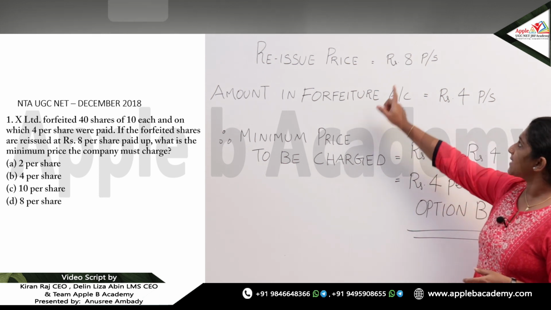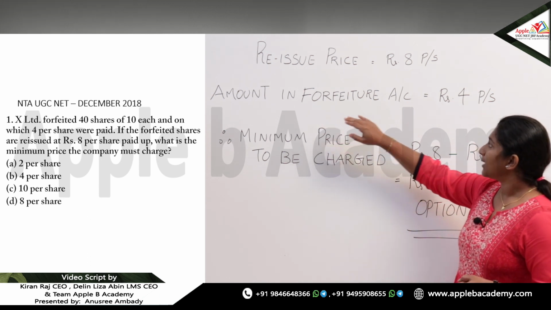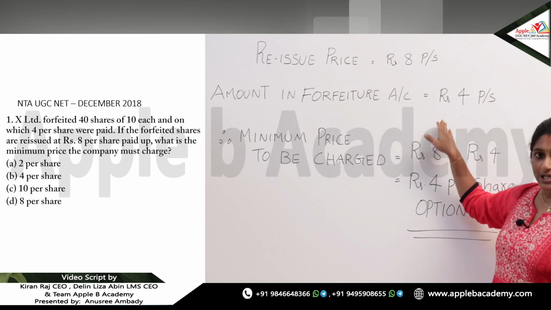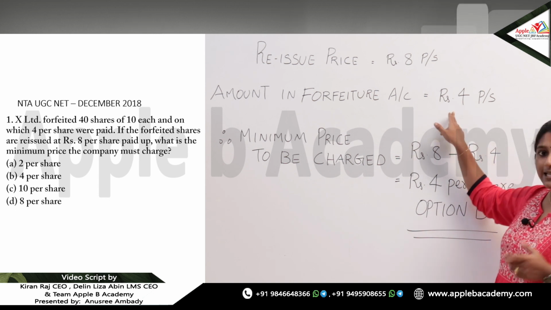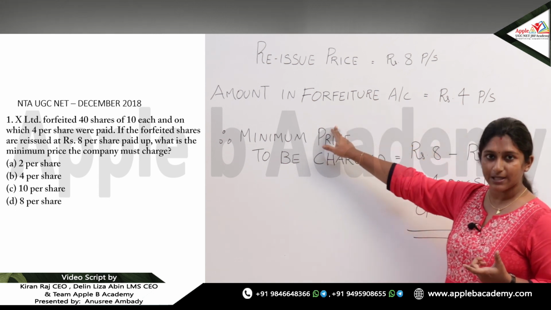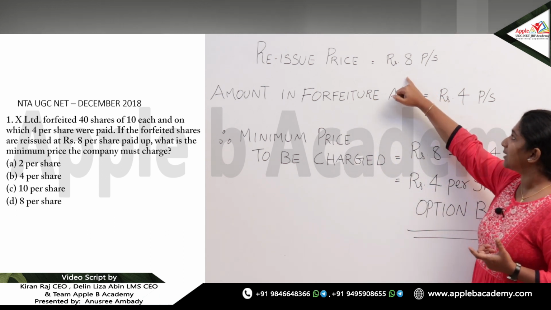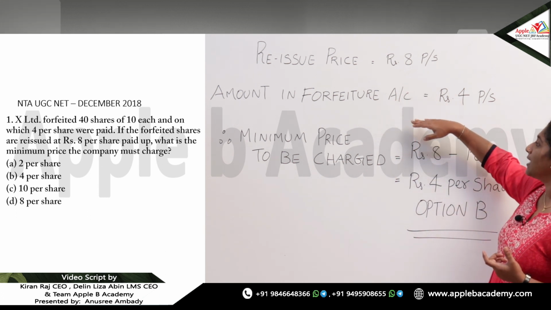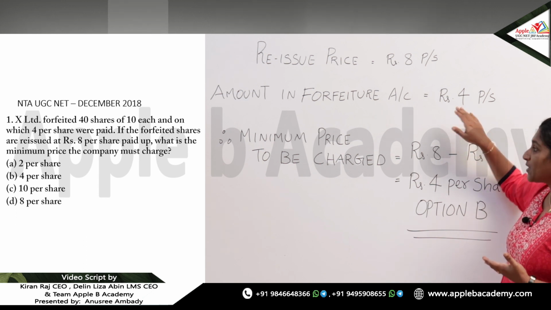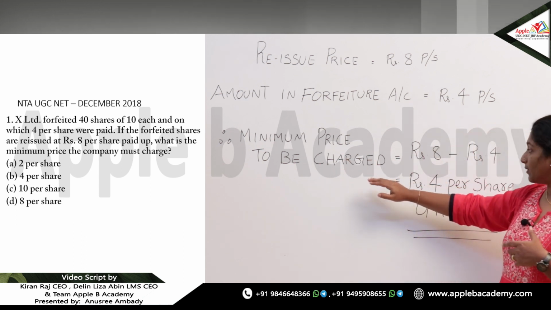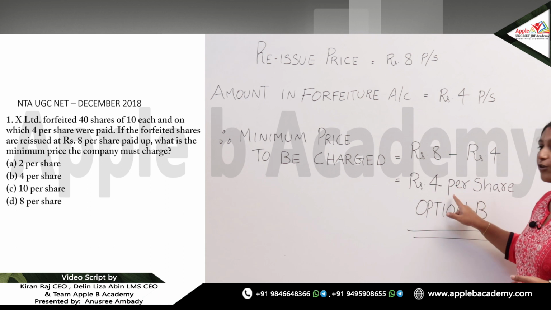Okay, so the reissue price is rupees 8 per share, which is given in the question. Now the amount left in forfeiture account is rupees 4 per share, which is actually the amount paid by the shareholder and forfeited by the company. So the share forfeiture account includes rupees 4 per share. The company wants to reissue at rupees 8 per share and already has rupees 4 per share in the share forfeiture account. So the minimum price to be charged is rupees 8 minus rupees 4, that is rupees 4 per share.